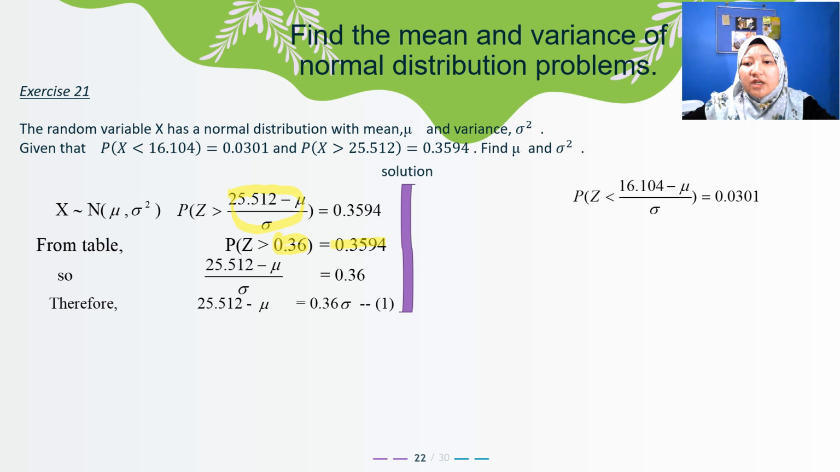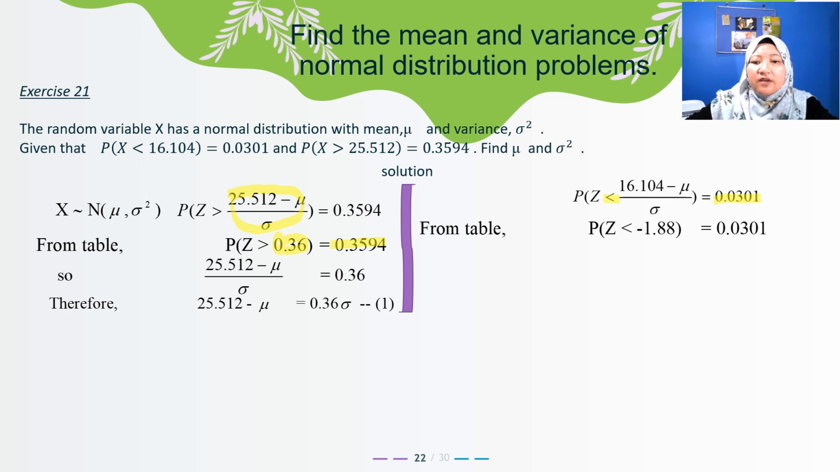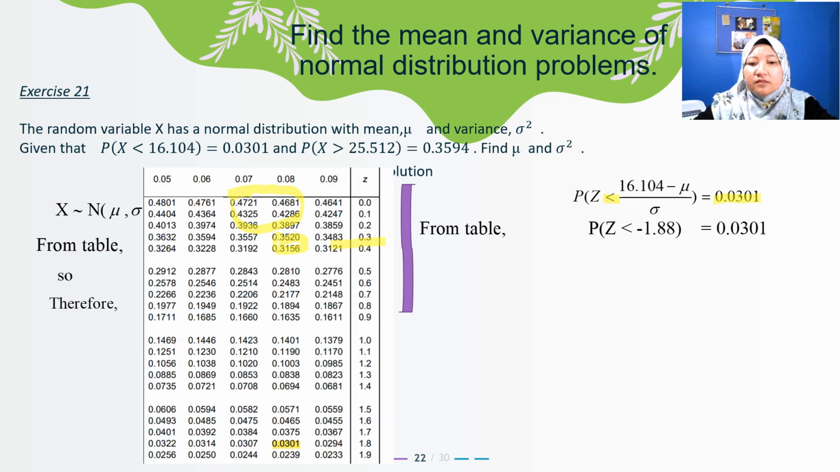Dan nilai probability dia adalah 0.0301. Okay, ingat ini adalah less than. So, less than from the table is negative 1.88. Okay, look this table. Find the 0.0301. So, ya, 0.0301. So, kita dapat 1.8 tambah 0.08. So, kita dapat 1.88.